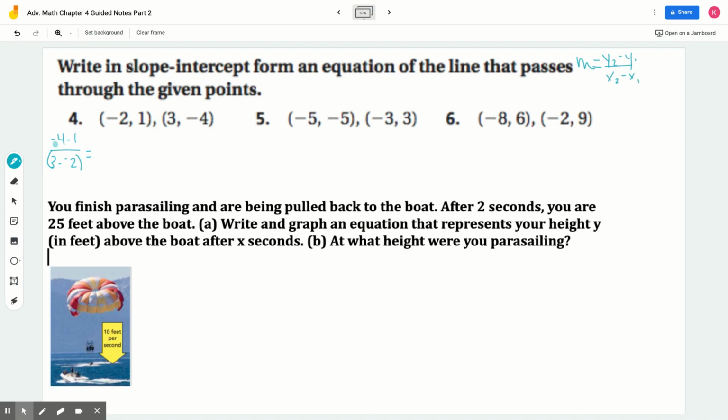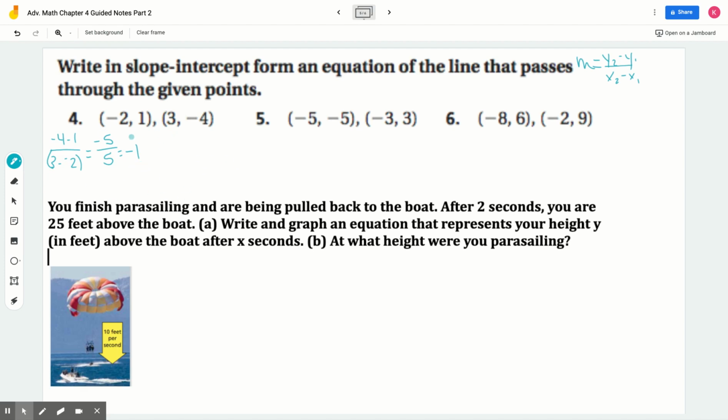Negative 4 minus 1, same sign, so we add and keep the sign. So we have negative 5. 3 minus negative 2, remember minus a negative is like plus a positive, so 3 plus 2 is 5. Negative divided by a positive is a negative. 5 divided by 5 is 1. So we know that our slope is negative 1.